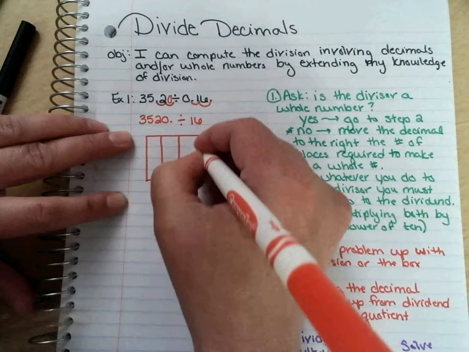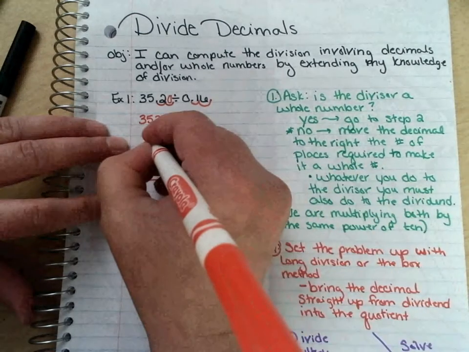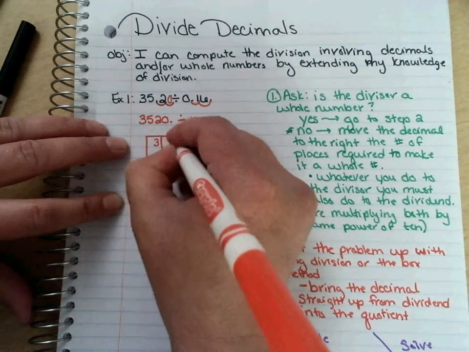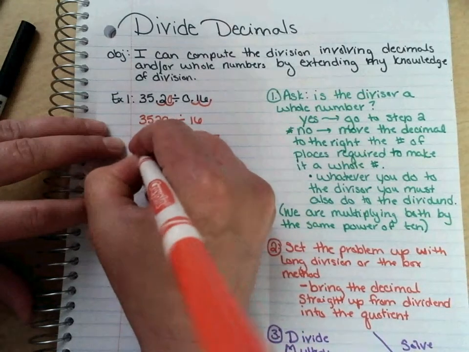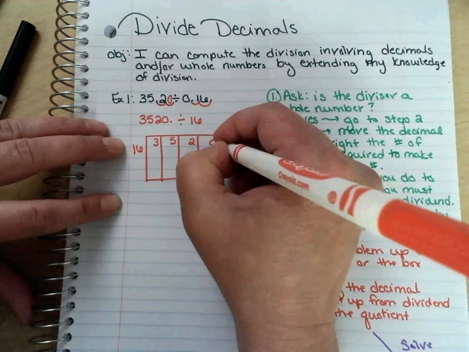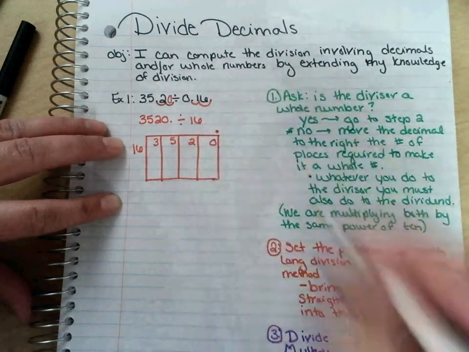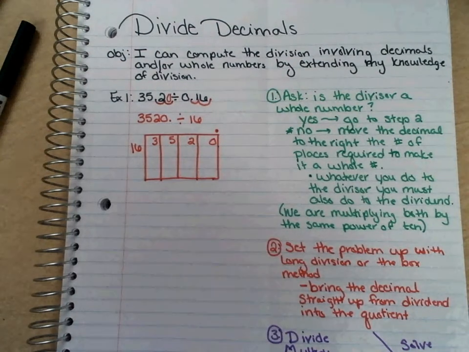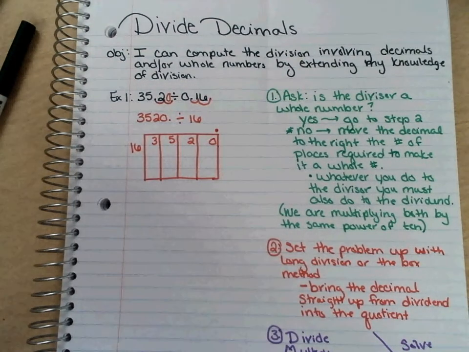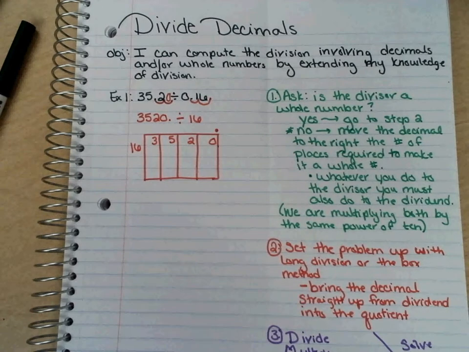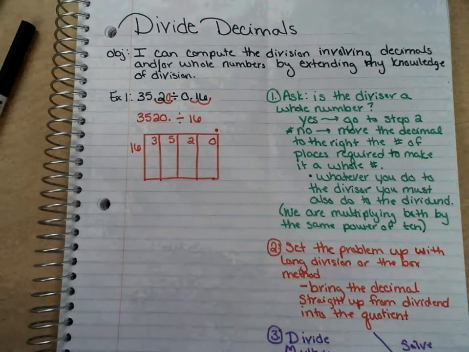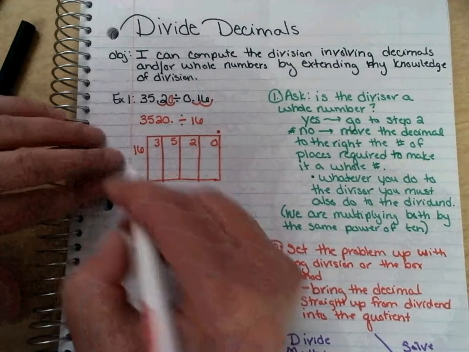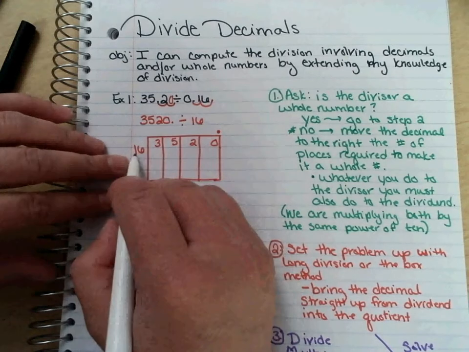So I've got 1, 2, 3, and 4. This is 3, 5, 2, 0 divided by 16. My decimal was right here past my 0, so my decimal is going to be right there in my problem. Okay, so now I follow my steps for division, what we've been practicing.